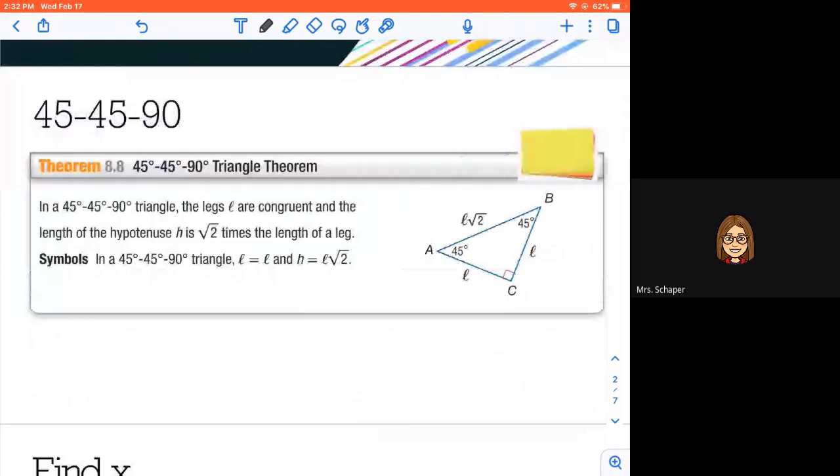Now, the reason why this is considered a special triangle is because there's a relationship between the lengths of its sides. In a 45, 45, 90 triangle, the legs are congruent, which makes sense because it has two congruent sides. And the hypotenuse is the side length of a leg times the square root of 2. And so here is the relationship between those sides.